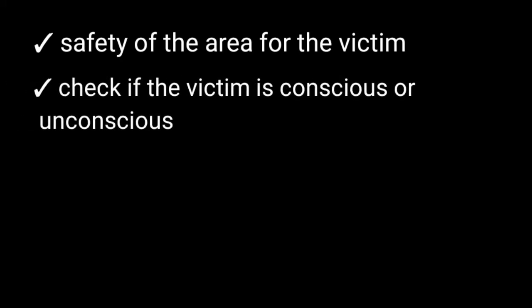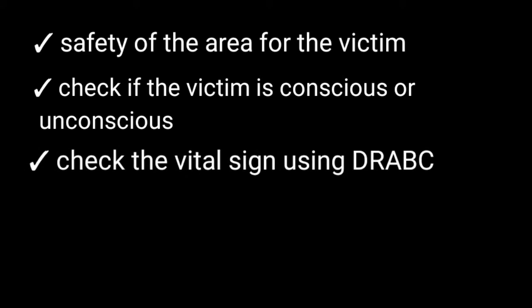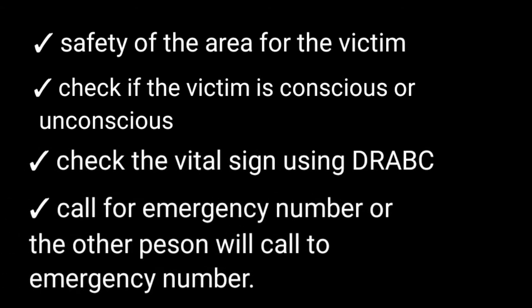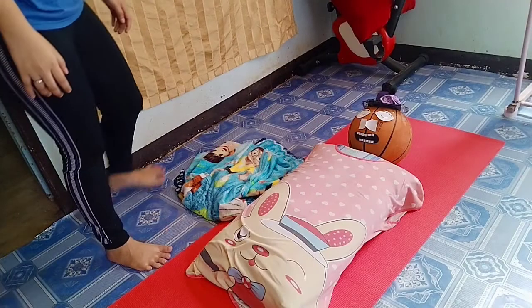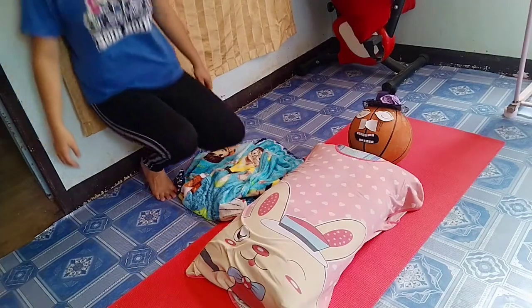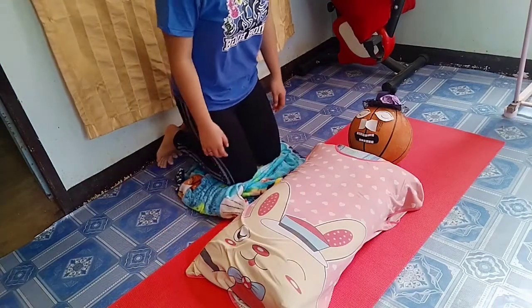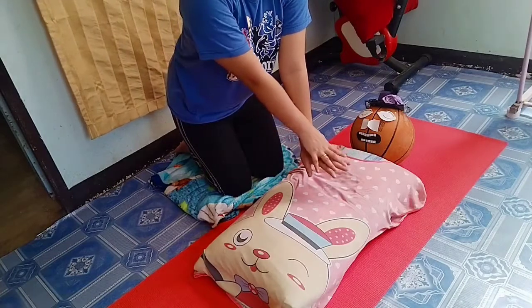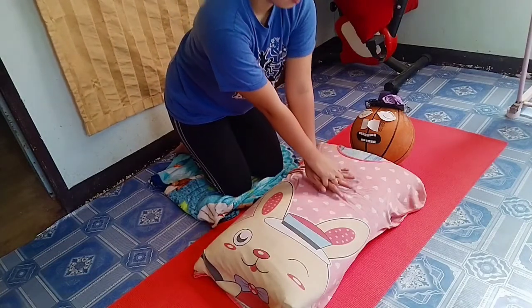Before starting CPR, first check the following. Safety of the area for the victim. Check if the victim is conscious or unconscious. Check the vital signs using DRABC and call the emergency number, or have another person call the emergency number. Kneel down next to the victim's neck and shoulder. To do compressions, you put one hand in the middle of the chest and the other hand over that.